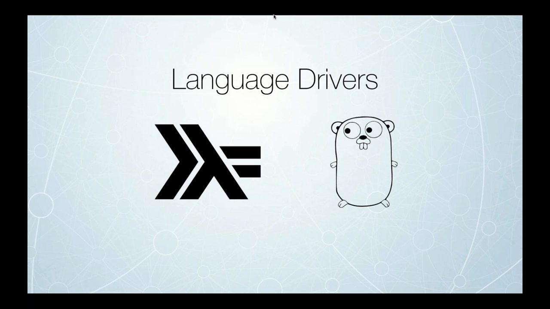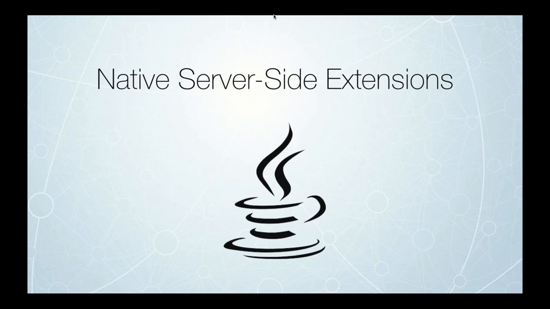But if you want to squeeze every last millisecond out of Neo4j, you can also write native server-side extensions in Java that plan your query manually, where you specify how to traverse the graph in your Java code. This allows you to squeeze every last millisecond out and make applications as fast as possible.